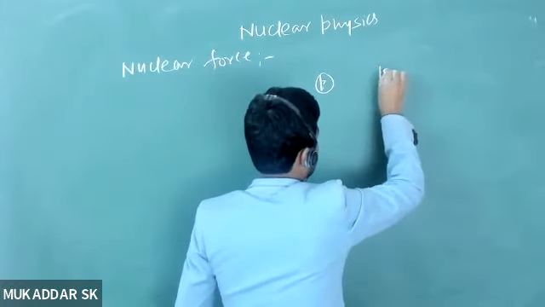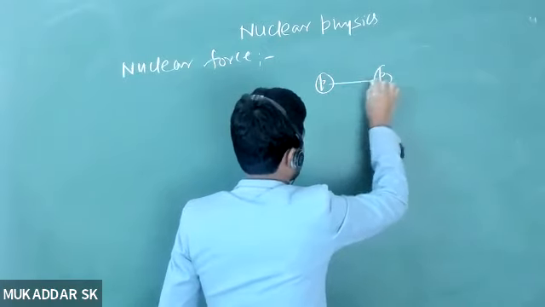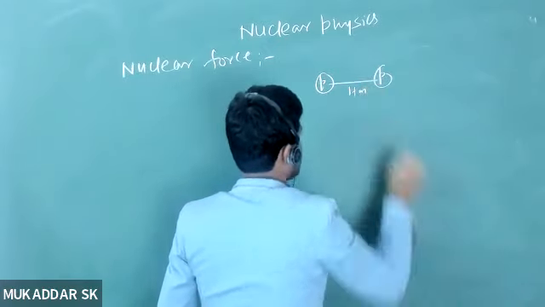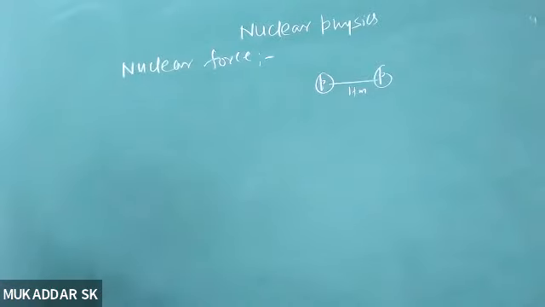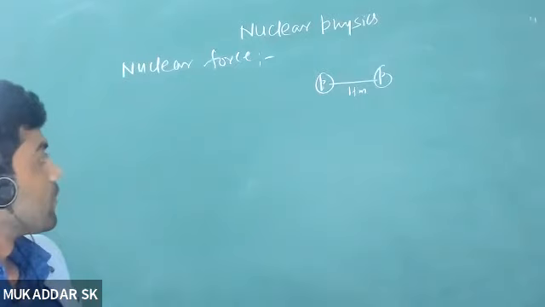Inside nucleus, they are actually at a distance of how much? 1 femtometer around, right? Nucleus के अंदर दो प्रोटॉन कितना डिस्टेंस में होती है? That is of the order of femtometer, right? Am I correct?